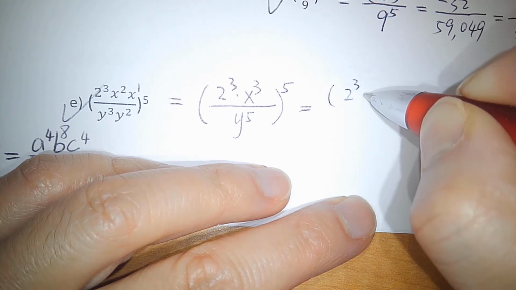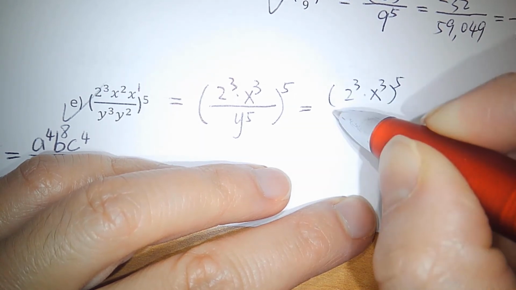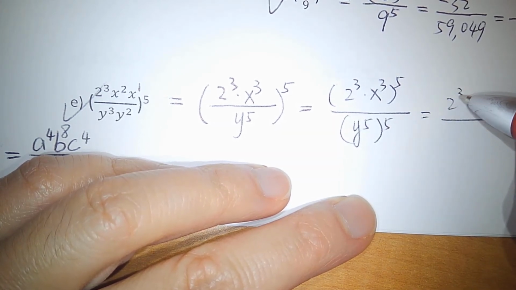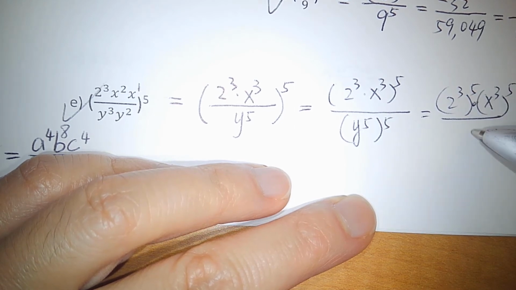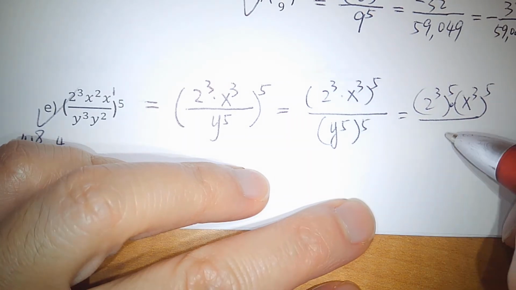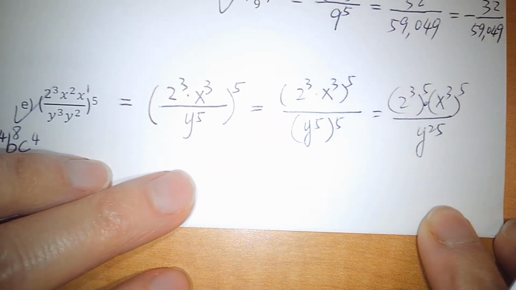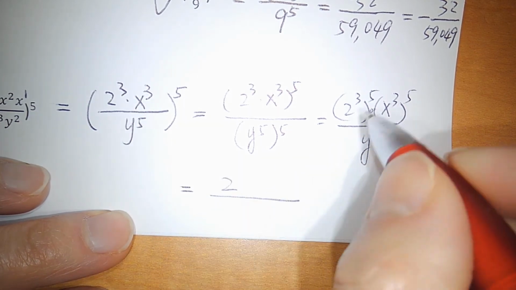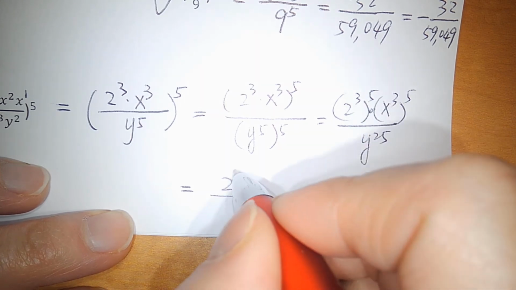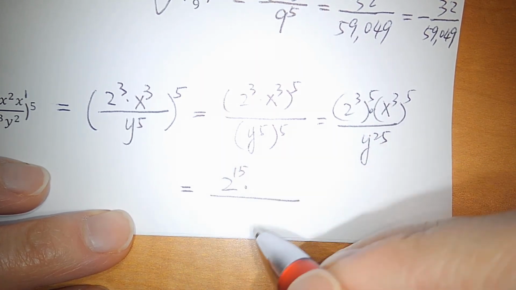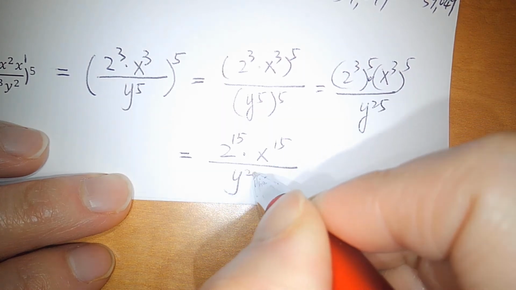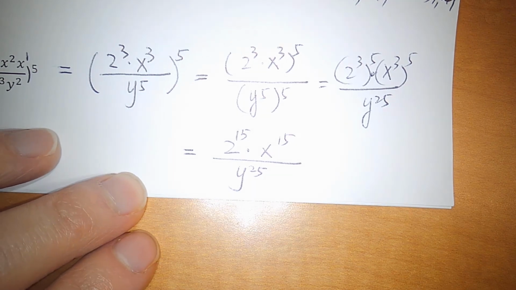So 2 cubed, x cubed, to the 5th power. y to the 5th, to the 5th power. 2 cubed to the 5th, x cubed to the 5th. What is y to the 5th, then 5th? 25, right? So eventually it should be 2 to the what? 3 times 5, 15. We don't have to evaluate it because this number is too big, okay? x to the what? 15, divided by y to the 25th.